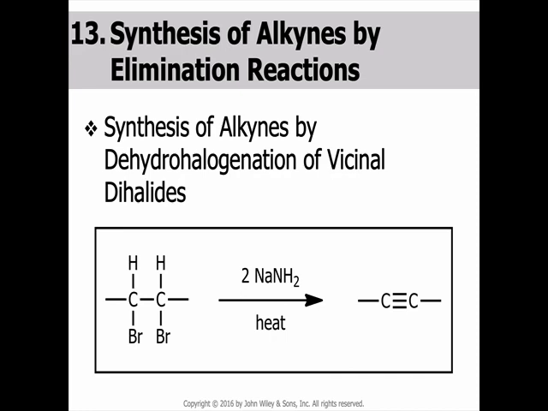So two molecules of sodium amide is what we call this. It's a strong base. What do you think it's going to do? It's going to pluck off those hydrogens. It's going to do it twice. It's going to pull off two hydrogens. Two bromines are going to leave, and we're going to end up with a carbon-carbon triple bond. You typically have to heat this a little bit. You need a really strong base to do this, stronger than just to eliminate to get an alkene. And here's why.